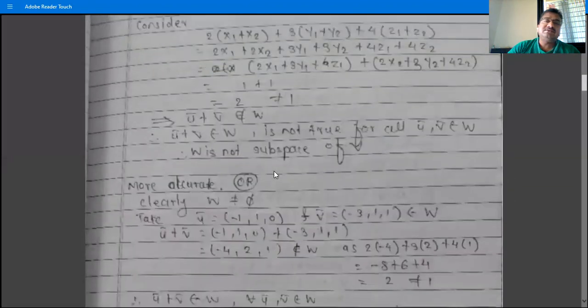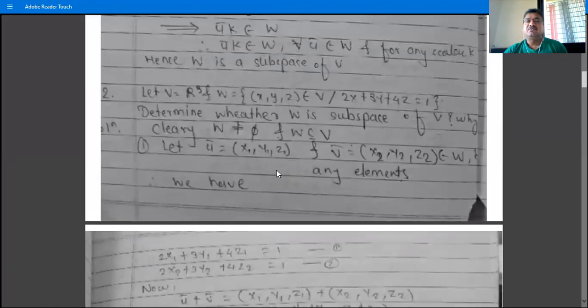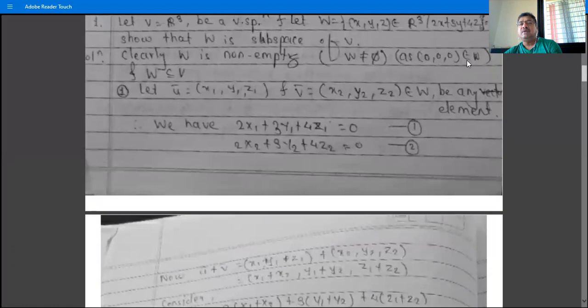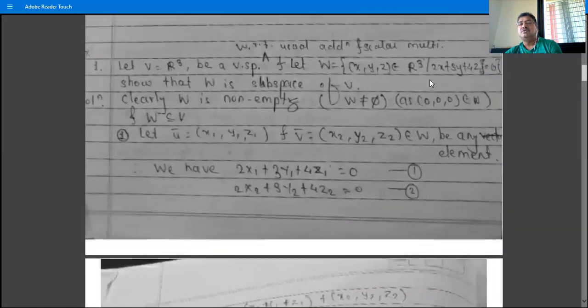So we can give the answer of this problem in a different way. Here the problem is this: if 2x plus 3y plus 4z is equal to 0, then the set W is a subspace of V. But if 2x plus 3y plus 4z is equal to 1, or 2, or 3, or minus 1, other than 0, if there is another number other than 0, suppose 1 or minus 1 or 2 at this place, then it is not a subspace.